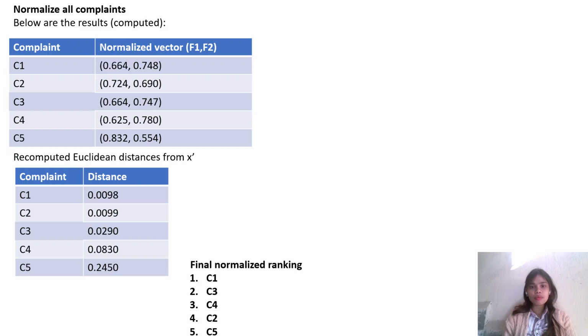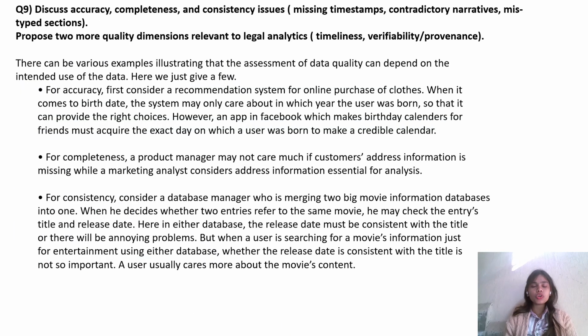Recomputed distance from X dash: C1 equals 0.0098, C2 equals 0.0099, C3 equals 0.0290, C4 equals 0.0830, C5 equals 0.2450. Final normalized ranking: first equals C1, second equals C3, third equals C4, fourth equals C2, fifth equals C5. Question number 9.